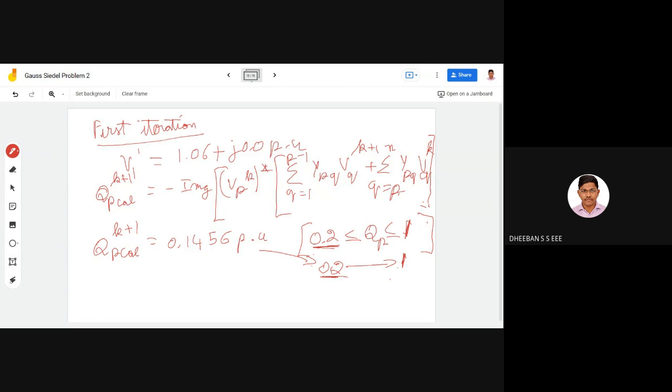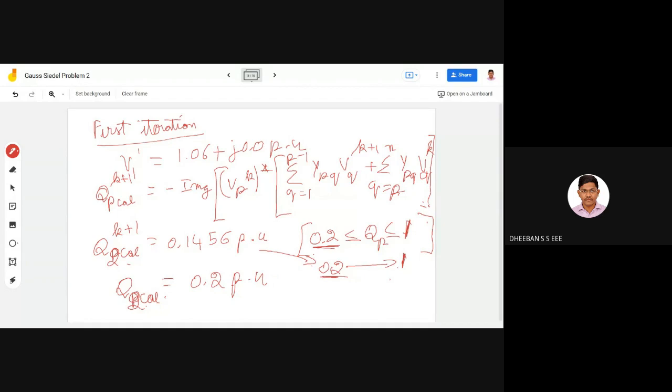So with respect to this, you have to consider your QP calculated, that is Q2 calculated, to be 0.2. Okay, so this simple step alone, you just have it in your mind, and after this you have to do the entire problem again.